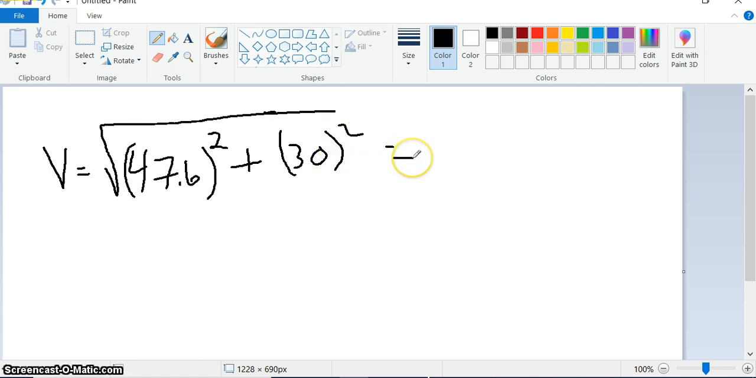And so this is the true velocity. You take the square root of all that: you square each of those numbers, add them together, take the square root, and you get, you should try this in your calculator, make sure you know how to do this, 56.3 kilometers per second.